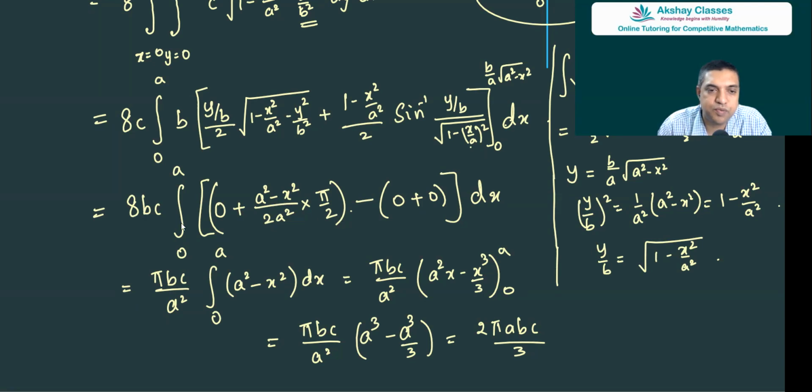So 2 into 2, 4, this becomes 2. So this becomes 2 here. So this is 4 by 3 pi ABC. If A, B, C are equal, then it will be a sphere. So 4 by 3 pi r cube.